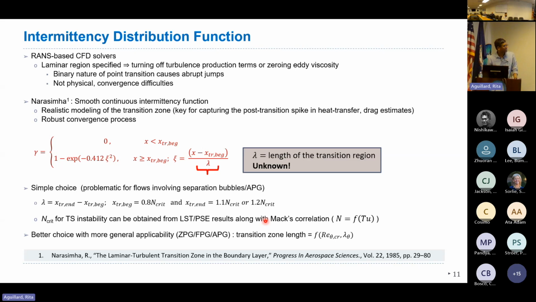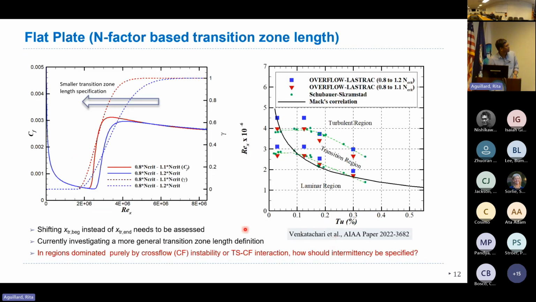So what we are trying to do is come up with a more generalizable n factor distribution, based on your Re theta critical and your pressure gradient parameters, because usually those two determine the transition zone length. Our group has been working on that. The first one is the simpler one, which we tried: changing the length based on 0.8 to 1.1 n crit.